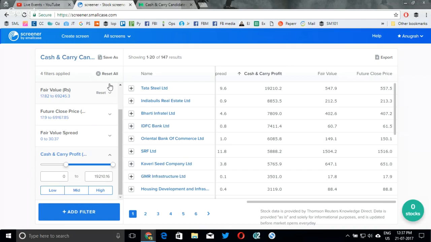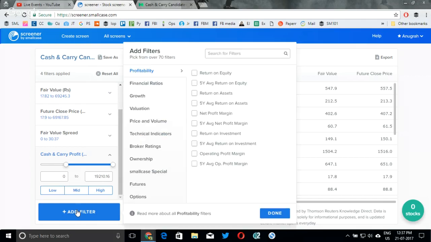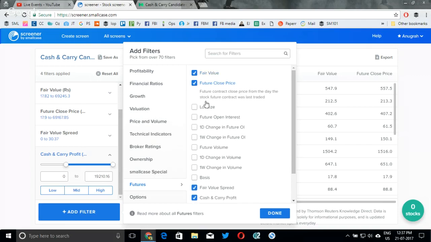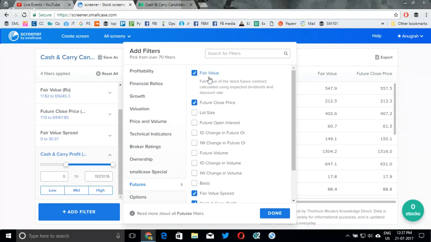Now, before we go on and check out what are the trades that you need to place, another thing that we need to understand is what do we mean by the fair value of a future contract. Now, to access fair value of any of the future contracts, just click on add filters, go to futures, and you will be able to see fair value. Like there's a filter called fair value.